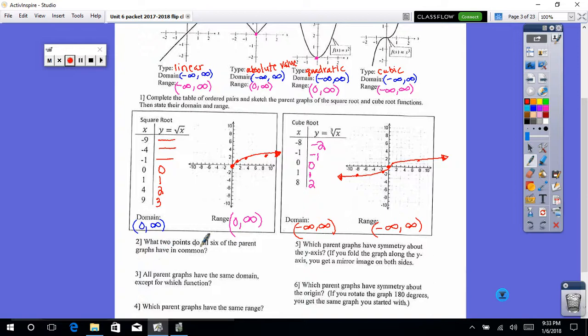The next question asks, what 2 points do all 6 of these have in common? Well, they all have a 0, 0, and they all have a 1, 1. Every single one of these graphs has those points in common. All the parent graphs have the same domain. They're all negative to positive infinity except for one, and that is our new guy coming into the equation here, which is the square root function. His domain is different. Remember, we don't have negatives under the radical because they're imaginaries. So he is from 0 to infinity.